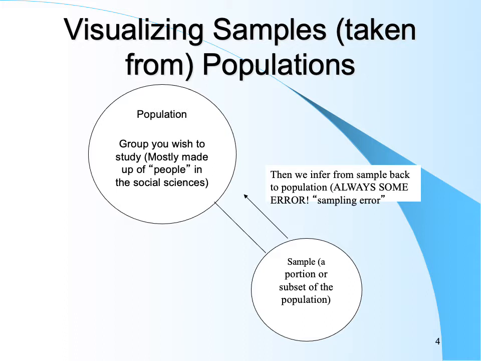So we have a population. That's the whole group of people you wish to study. You can't possibly study all of them. So you have something called a sample. You take a portion or a subset of that population, you sample them, and you say that sample is hopefully representative of the population. We're going to infer from the data taken from the sample to the population. But when we do that inferring, there's always some sampling error. And that comes from the fact that you don't speak to or study everybody in the population when you take a sample, because it's a smaller group.